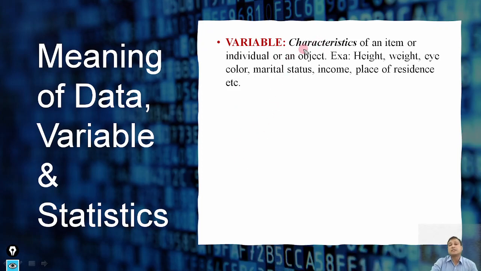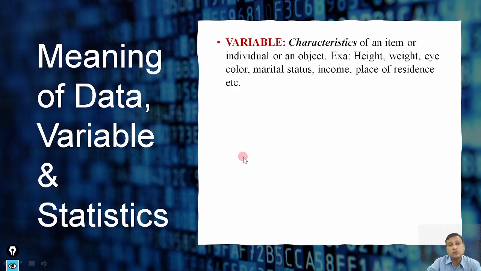Variable is a characteristic of an item or individual or an object. Suppose I am working on a particular research area, and if I go into the field with my questionnaire or interview schedule, and if I ask different questions to my respondents, like if I am asking for height, if I am asking for his weight or for eye color, marital status, income, and so on, they are all variables for me because they are representing the characteristics of my object. Fine, my respondent. So that's the meaning of variable.